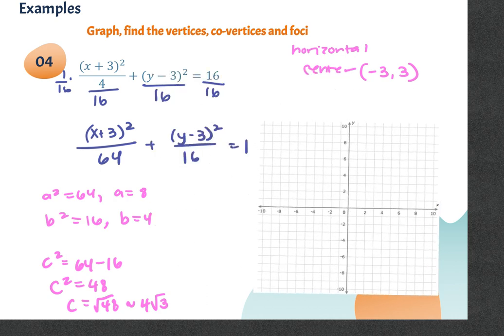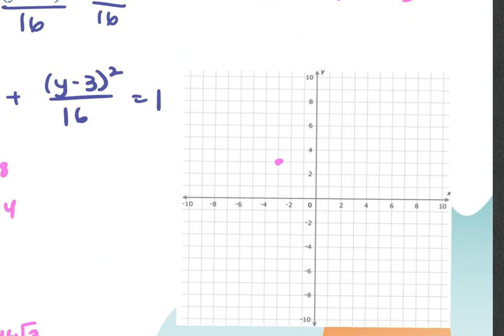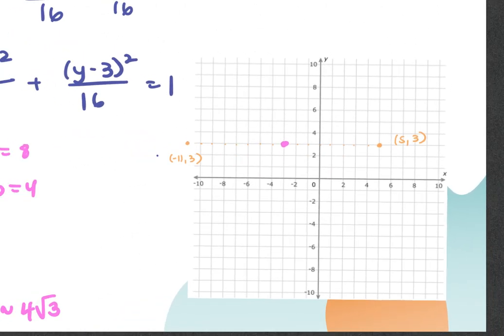I go to my graph. Negative 3, 3 is my center. It's horizontal, so we go right and left the 8 this time. So 1, 2, 3, 4, 5, 6, 7, 8 to the right, and that is 5, 3. 1, 2, 3, 4, 5, 6, 7, 8 to the left, and that would be negative 11, 3. Those are the vertices.